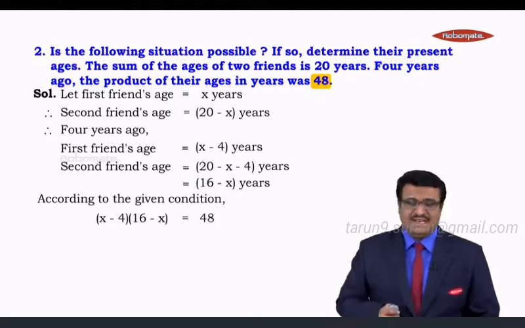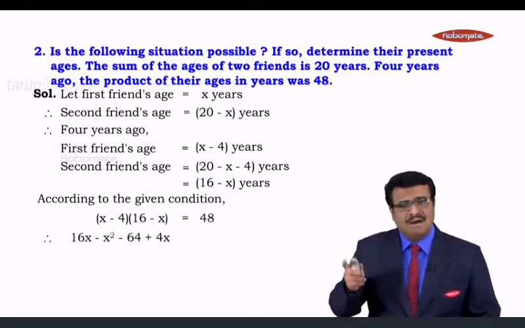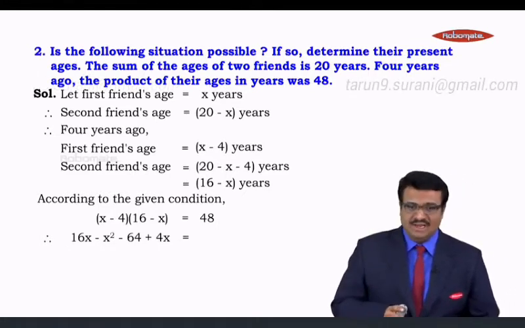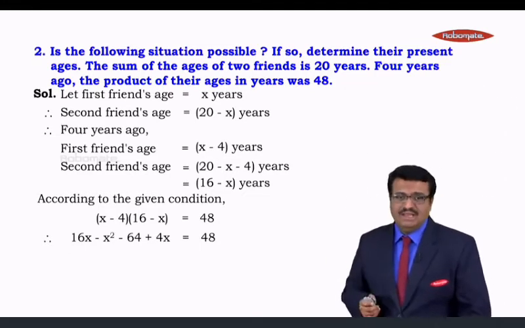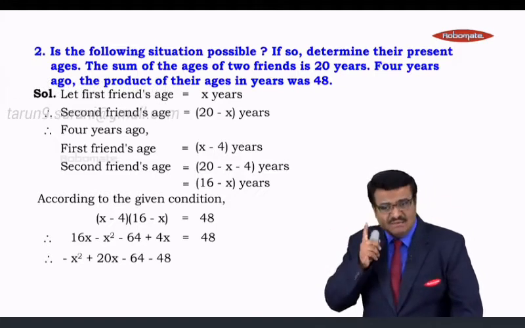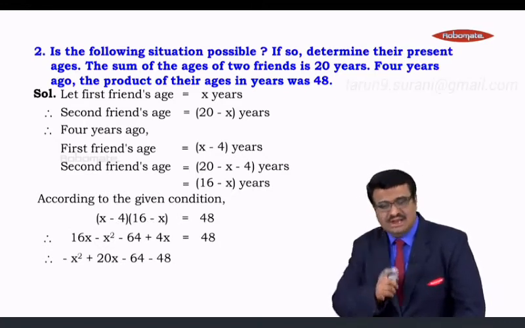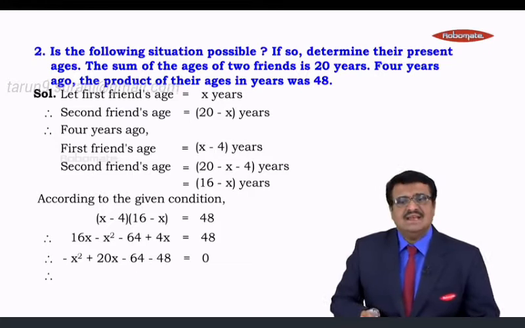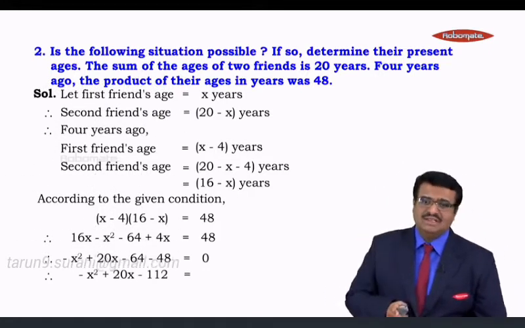When we open the brackets, what we get is 16x minus x square minus 64 plus 4x is equal to 48. Now let us write it like a proper quadratic equation with x square in the beginning. So we get minus x square, and 16x and 4x can be added. It becomes plus 20x minus 64. 48 goes to the left, minus 48 is equal to 0. So what we get is minus x square plus 20x minus 112 is equal to 0.